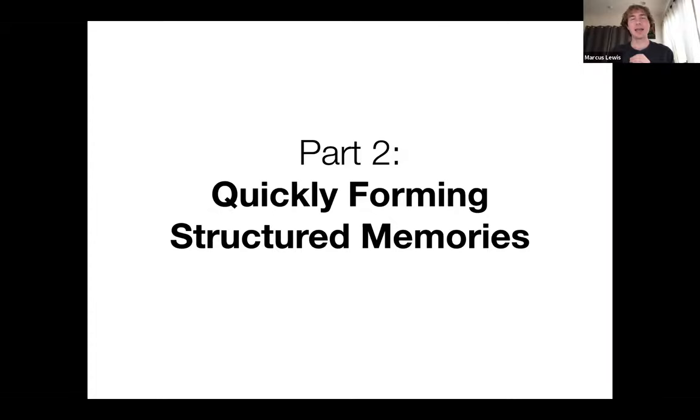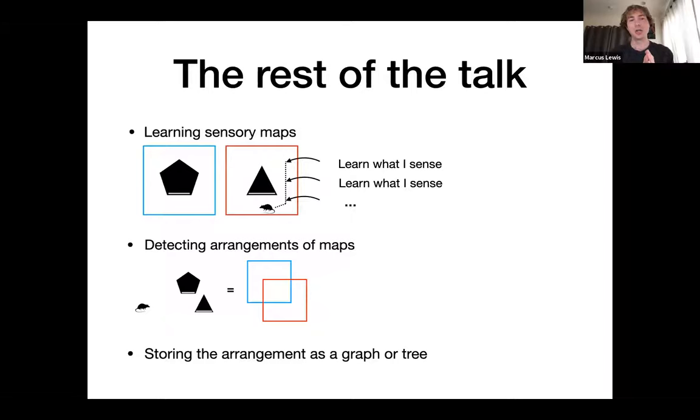In the rest of this talk, I'm going to focus on two operations that are important for mapping. We've been working on these over the years, but I'm going to present a previous version of them and then where my head's at right now. The first operation is learning what I'm calling a sensory map. Imagine a rat walking around, noting what it senses at different locations and associating what it senses with those locations. That's learning a sensory map. I have these two objects, one a triangle, one a pentagon, and forming different maps this brute force way of moving around and learning what you sense.